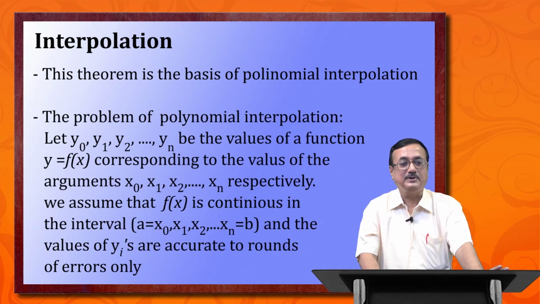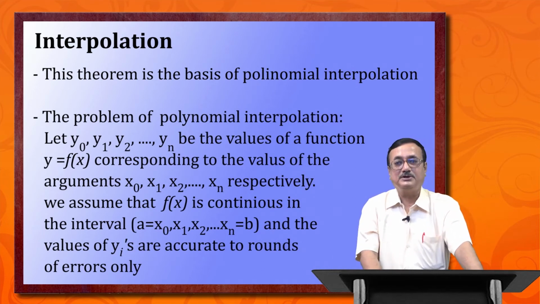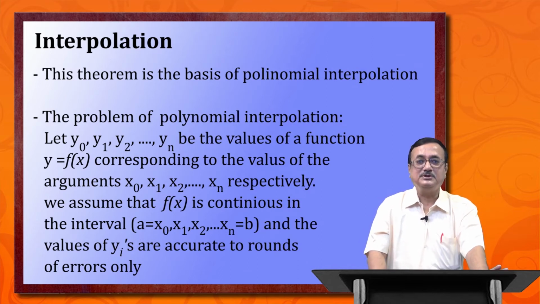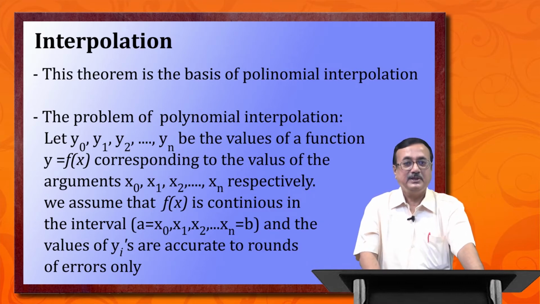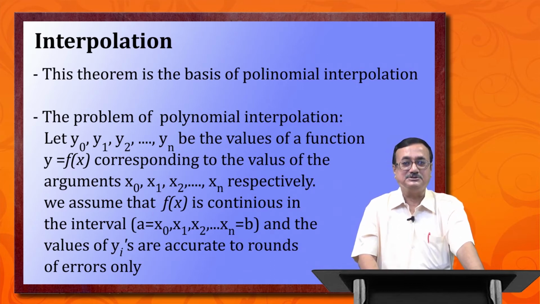The problem of polynomial interpolation. Let us be given the values y0, y1, y2, ..., yn of the function y = f(x) corresponding to the values of the arguments x0, x1, up to xn. Note that the xi's are all different and there are no two values of yi which are equal to each other.